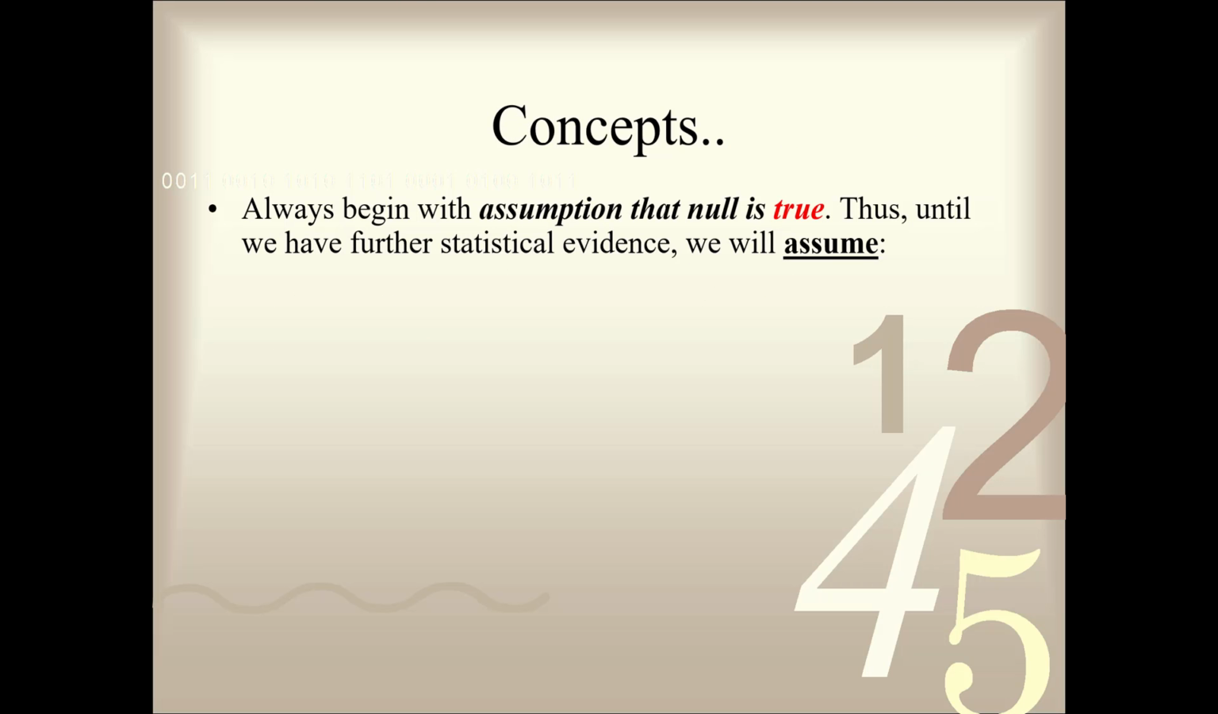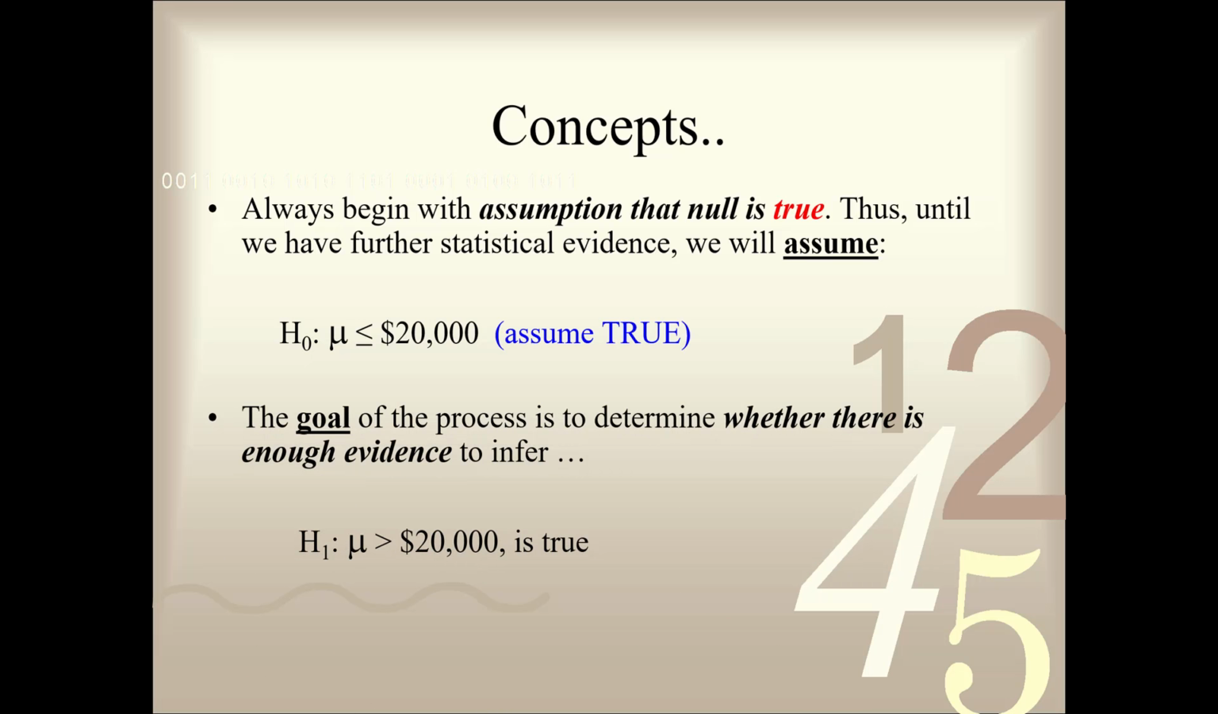And we always begin with the assumption that the null is true. Like I mentioned, always assume innocent until proven guilty. So until we have further statistical evidence, we assume that the profits are 20,000 or less. The goal of the process is to determine whether there is enough evidence to infer that it's actually gone up with the new menu. So we're going to take a new sample of stores that have these new menus, and hopefully their profits are greater than 20,000 so that we can prove that the menu works. If the new menu works, then profits should be greater than the past, the status quo, the benchmark that we're trying to disprove.